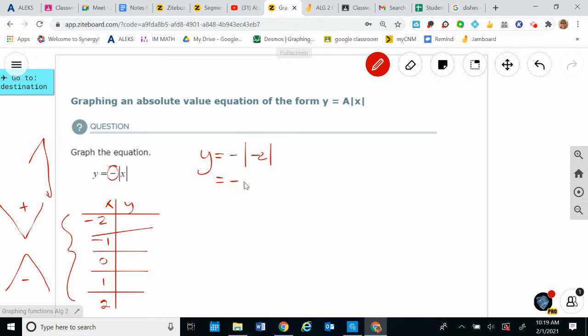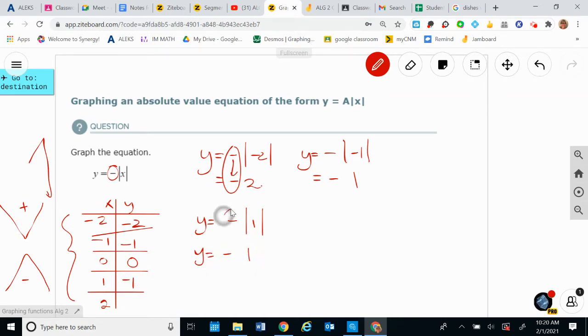So y is equal to the negative absolute value of -2. The absolute value of -2 is 2. This negative comes down, so the answer is -2. Now y is equal to the negative of the absolute value of -1. The absolute value of -1 is 1, so the answer is -1. For 0, it's 0. For +1, y is equal to the negative of the absolute value of +1. The absolute value of +1 is 1. See how this negative is not part of the absolute value? So therefore this is going to be -2. You can see the pattern.